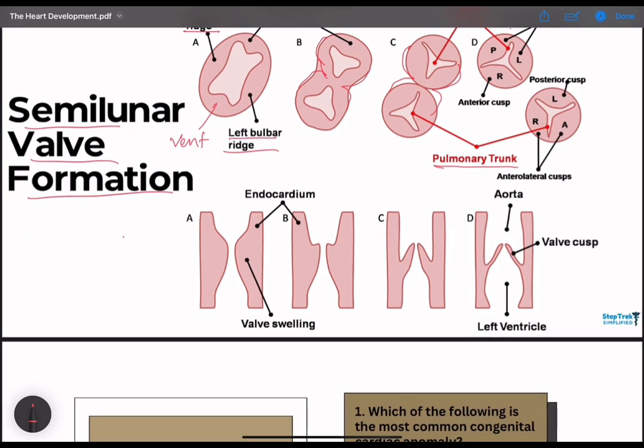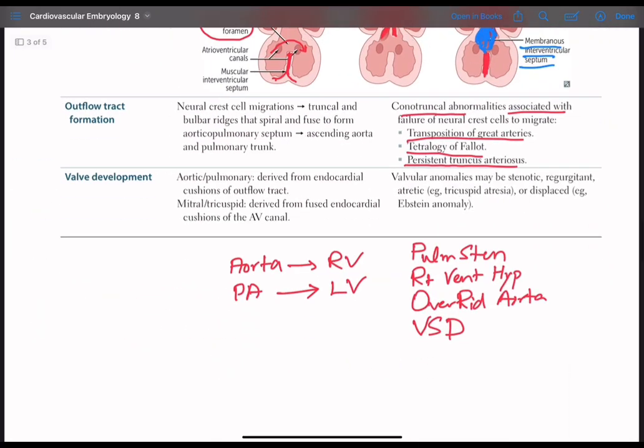This is another view, a sagittal view of valve formation. These are endocardial cushions or valve swellings, but there is increased regression on the top side, which results in valvular structures forming one-way valve cusps. Aortic and pulmonary valves are derived from endocardial cushions of the outflow tract. The mitral and tricuspid valves are derived from fused endocardial cushions of the AV canal.